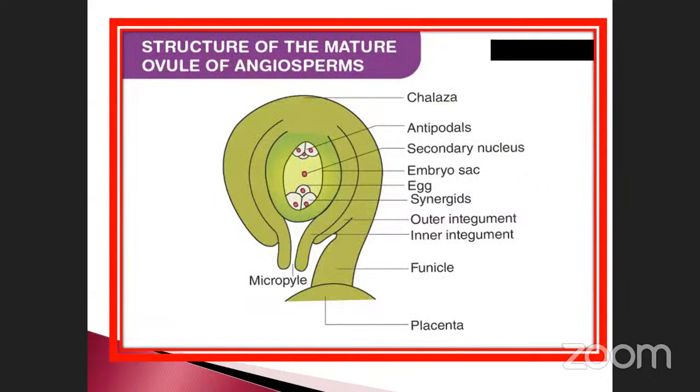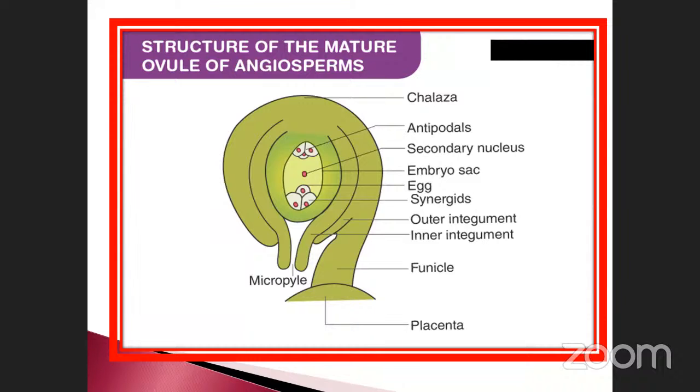See, the placenta is there. Where it is attached with the stalk-like structure is called the funicle. The funicle is attached with this part, called the hilum. This is called the outer integument. This one is called the inner integument. Inside, there is the nucellus, the innermost part covered by the integuments.